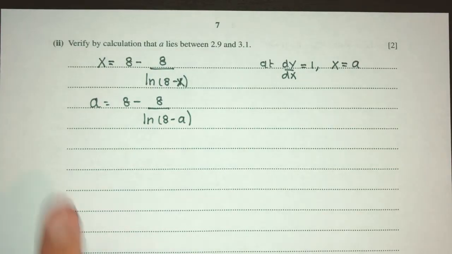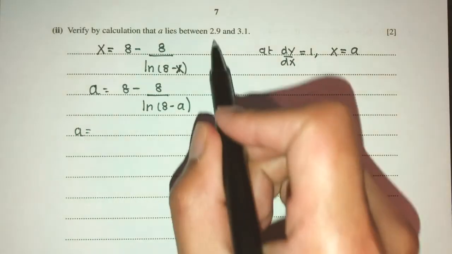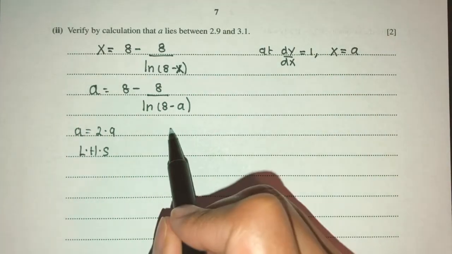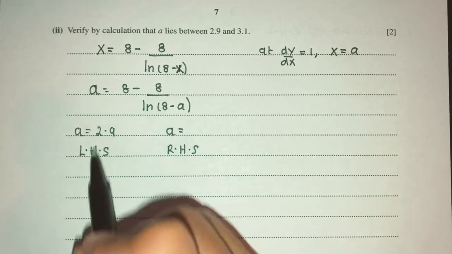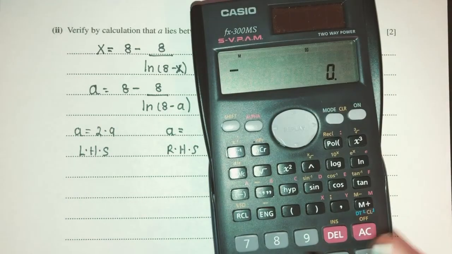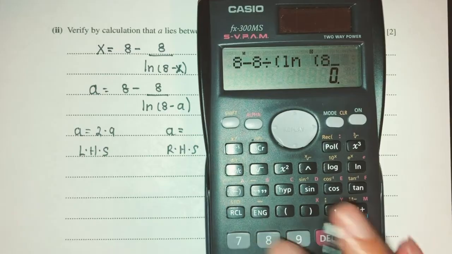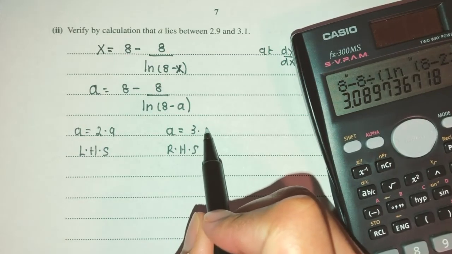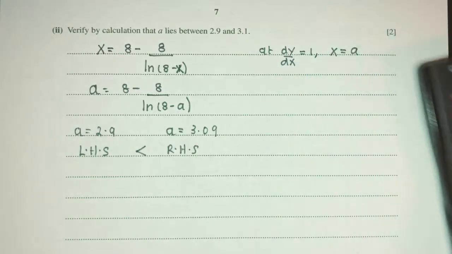Okay, so now we have to prove that a lies between those two values. First, a is equal to the first value, that is your left hand side, and then let's say a is equal to the other value for the right hand side. Replace a in this equation, you will have 8 minus 8 divided by ln of 8 minus 2.9. That will be 3.09. So the left hand side is less than the right hand side.